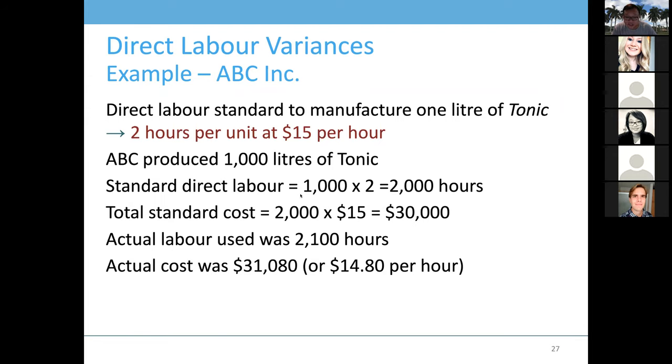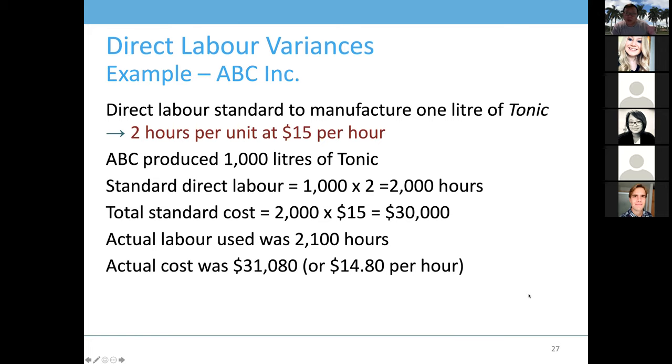That's going to need standard direct labor hours of 2,000, right? Because each liter takes 2 hours. And the standard cost would be 2,000 direct labor hours, and each hour costs $15. So that would be the standard direct labor cost, $30,000. And the actual labor used is 2,100 hours. The actual cost was $3,180, okay?